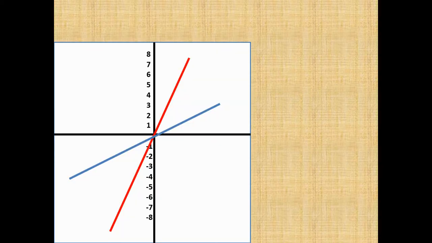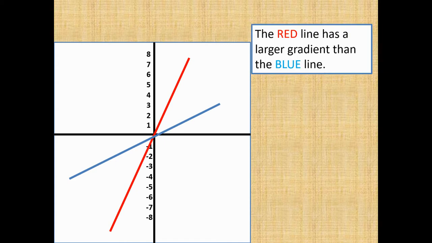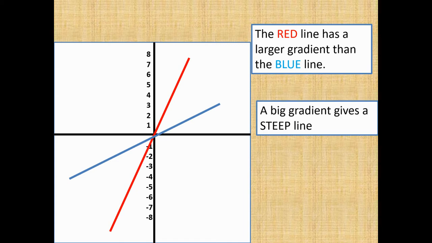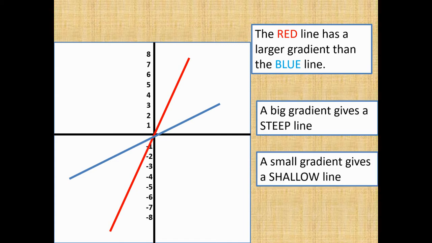Now, mathematically, using examples of straight lines on a graph, the red line, as you can see, is more steep than the blue line, okay? So you can say the red line has a larger gradient than the blue line. So a big gradient gives a steep line, and a small gradient gives us a shallow line or a less steep line, okay?